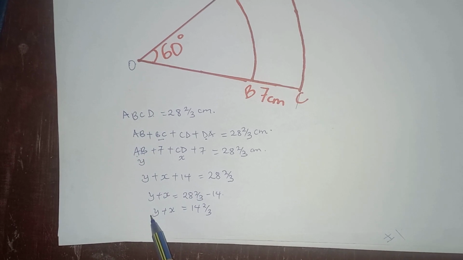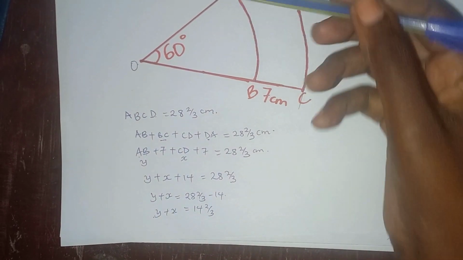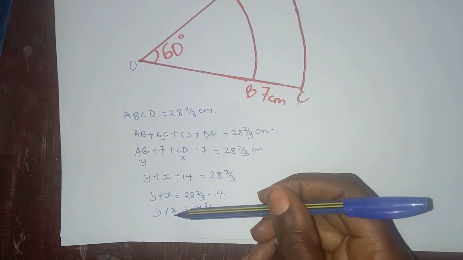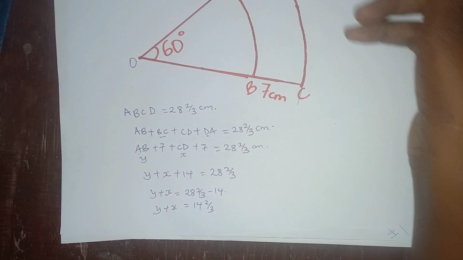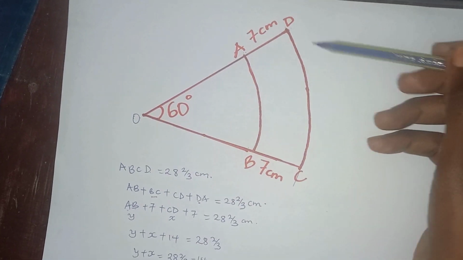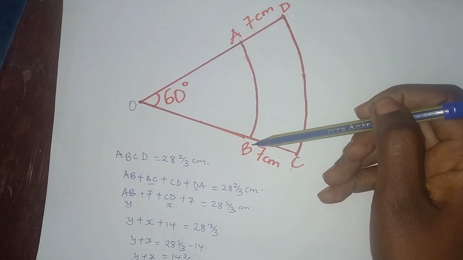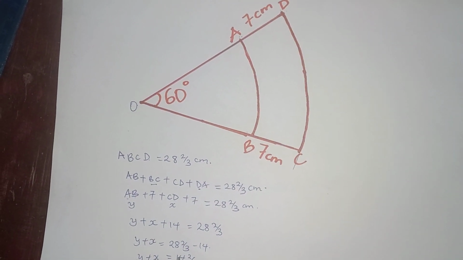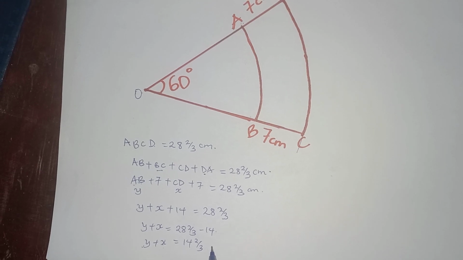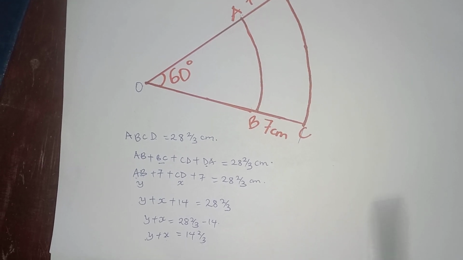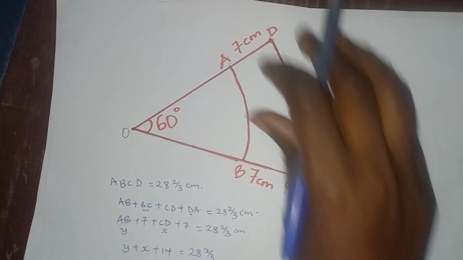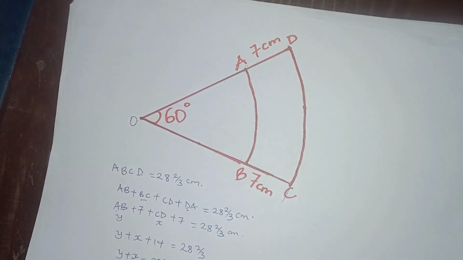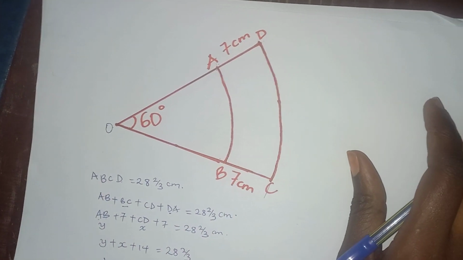This Y plus X, Y will be AB, which is the length of this arc, and X will be DC, which is the length of the other arc. When we add the length of those two arcs, we'll get 14 and 2 over 3. But the question requires us to calculate the length of OA, which is now the radius of the inner circle.